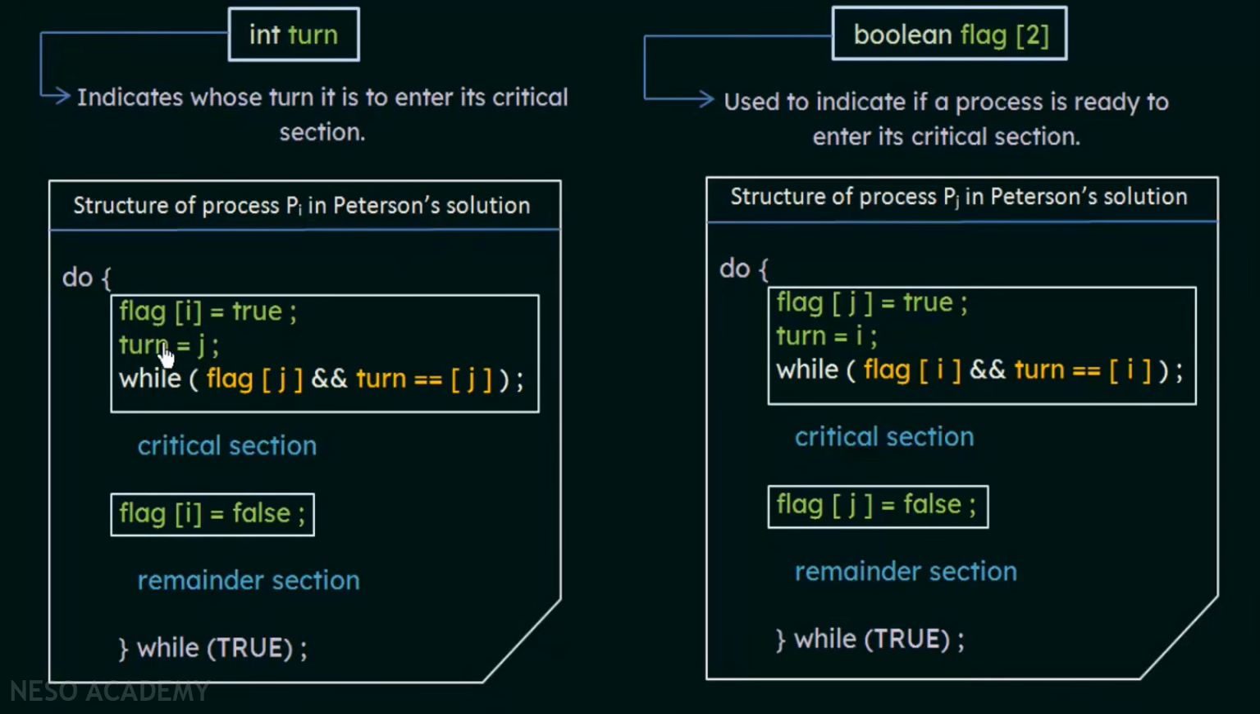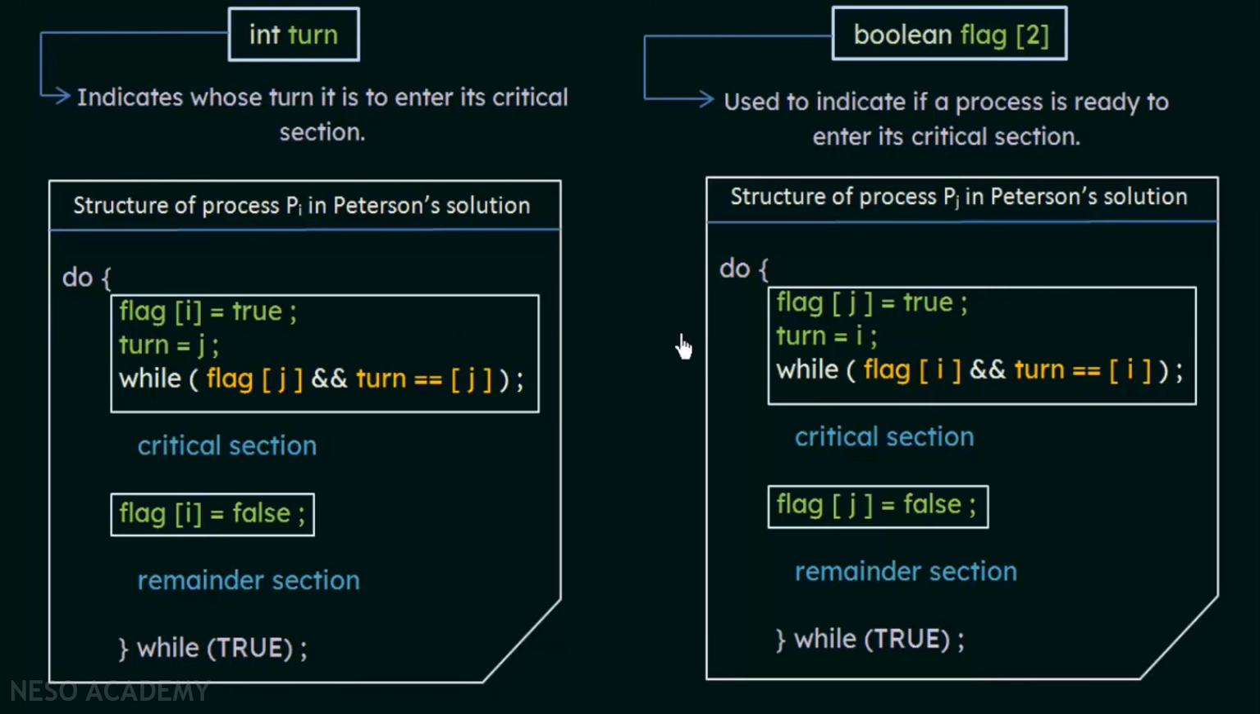Pi will execute this first statement, flag of i equal to true, which says that pi wants to enter this critical section. And pj also sets flag of j equal to true. That means pj is also saying that I also want to enter the critical section. And then what happens? It's Peterson's solution. So pi is going to be humble and it is going to set turn equal to j. So it will say that if j wants to enter this critical section, let the turn go to j.